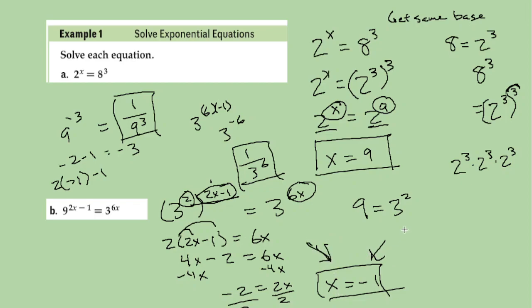So basically, get your bases the same. And then once you have your bases the same, you set your exponents equal to each other, and then you're good to go. All right, so I'm going to pause the video here, and we're going to pick up with a couple of examples.